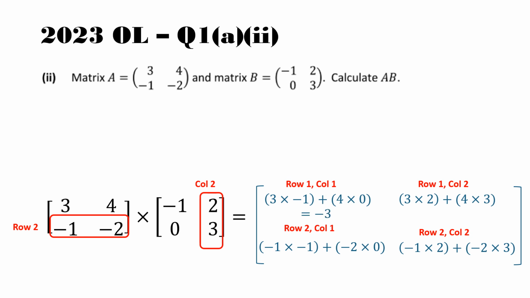When we do these calculations out in full, we get a minus 3. We get 18, so 3 by 2 is 6, plus 4 by 3 is 12. And then for row 2, column 1, minus 1 by minus 1 is plus 1, plus 0, so that gives us just 1. And then in our final entry, we get minus 2 plus a negative 6, which gives us a minus 8. Our final answer for AB is minus 3, 18, 1, minus 8.